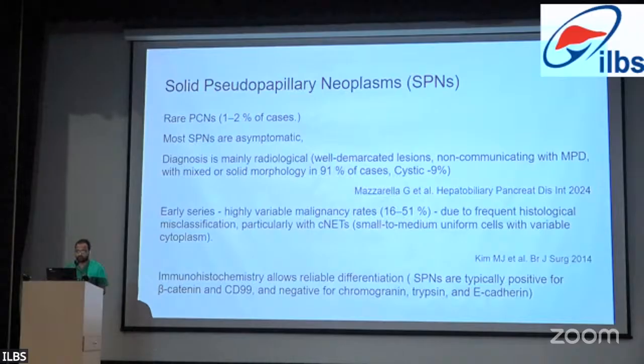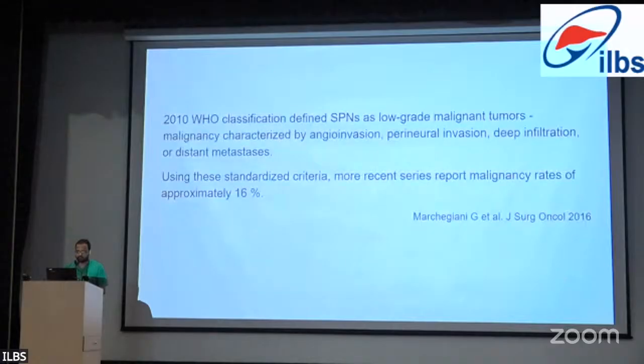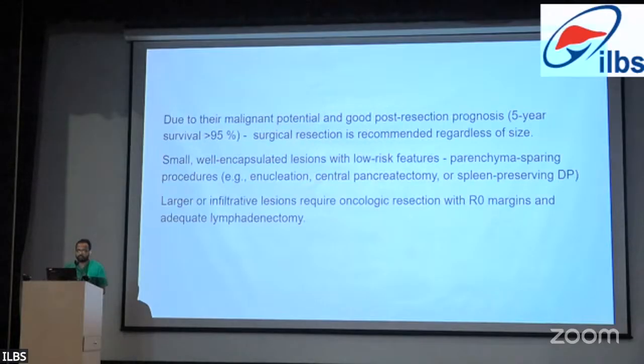Immunohistochemistry helps in differentiation: SPNs are positive for beta-catenin and CD99 and negative for chromogranin, trypsin, and E-cadherin. The 2010 WHO classification defined SPNs as low-grade tumors, with malignancy characterized by angioinvasion, perineural invasion, deep infiltration, and distant metastasis. Using these criteria, more recent series reported malignancy rates of up to 16%.